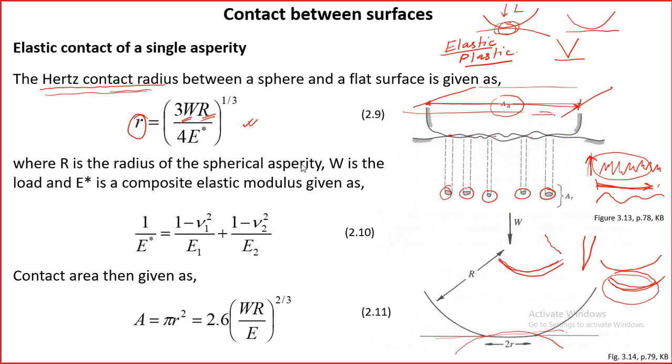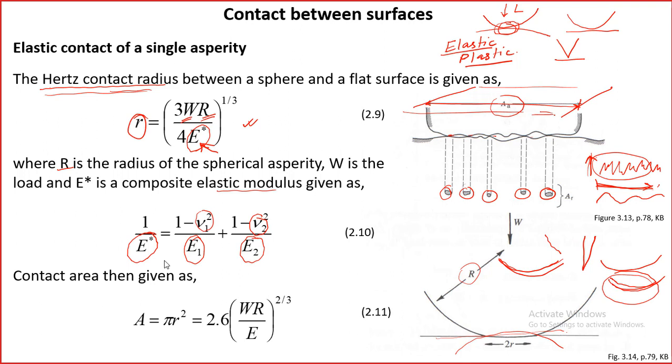This R is basically calculated in this case, because one surface is flat, as just the radius of curvature of this asperity. But if there are two curved surfaces, then R has a different definition. And E star is a composite elastic modulus because there are two materials involved, material 1 and material 2. It is given by this equation, where Poisson's ratio and elastic modulus of material 1 and Poisson's ratio and elastic modulus of material 2 are used to calculate E star, the composite elastic modulus, which we will input here.